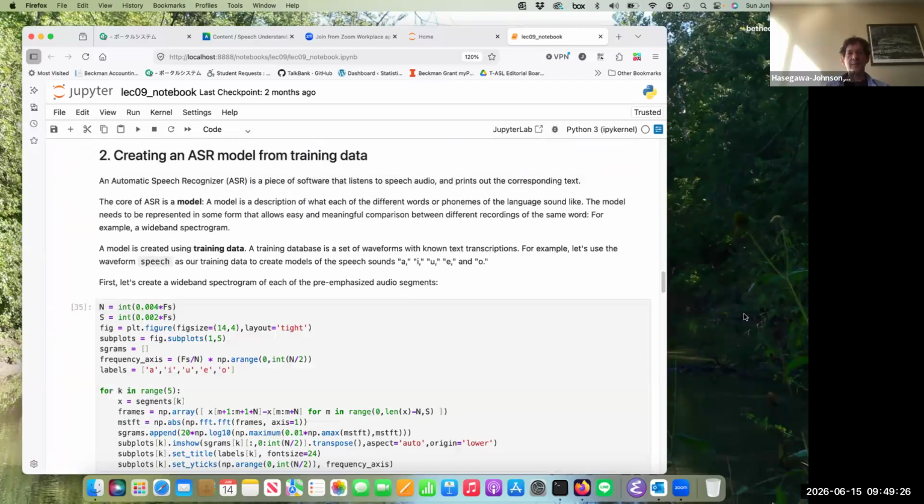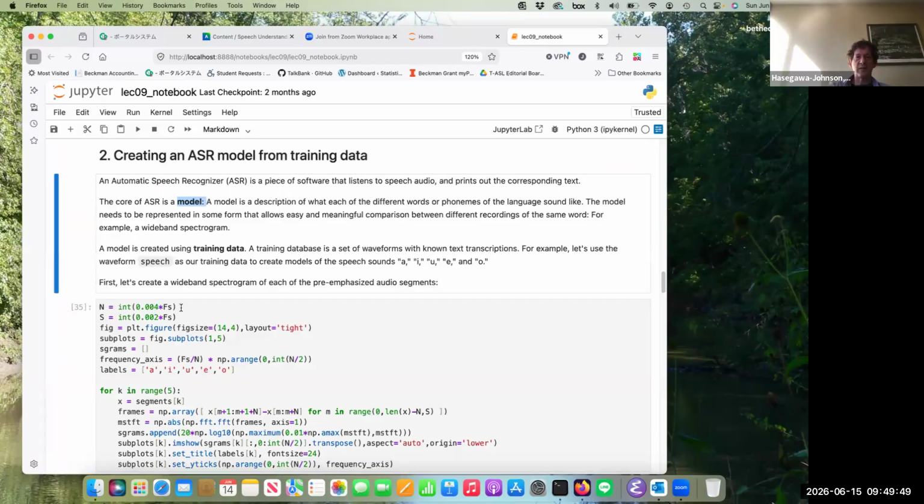So an automatic speech recognizer is a piece of software that listens to speech and prints out the corresponding text. And the core is something that we call a model. The model is just a description of what each of the different words or phonemes of that language sound like. So the model needs to be represented in some form that allows easy comparison between different recordings of the same word. For example, a spectrogram.